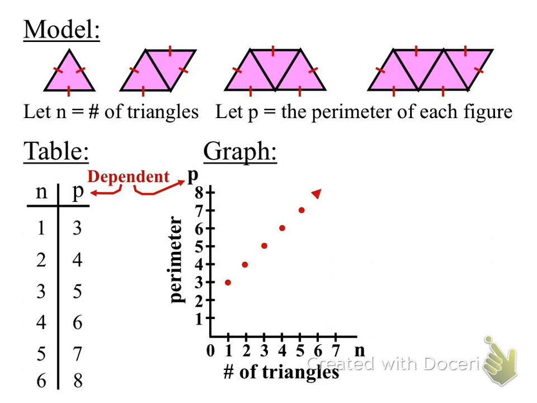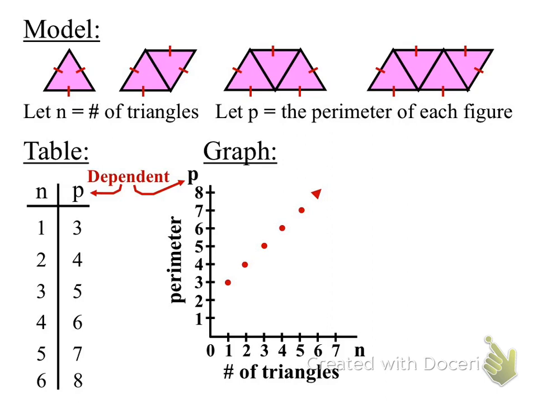Do I draw a line and connect these dots? No. Why? I heard the word discrete. Because you can't have part of a triangle. I'm not going to have 1.5 triangles. So I'm only putting the points there. It's discrete. You guys with me? All right, now let's try and write the rule.